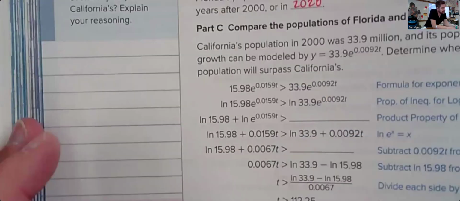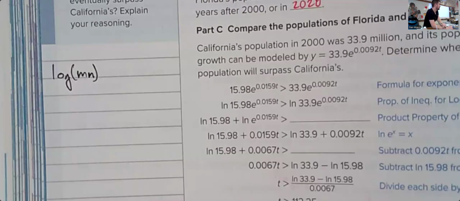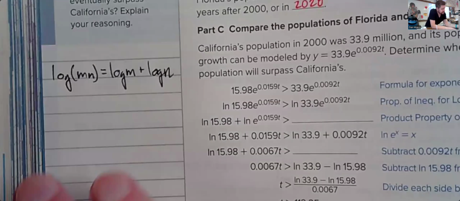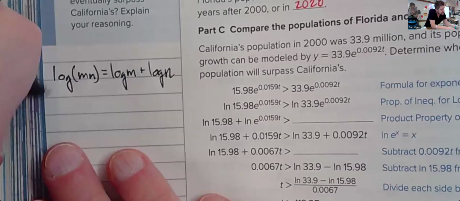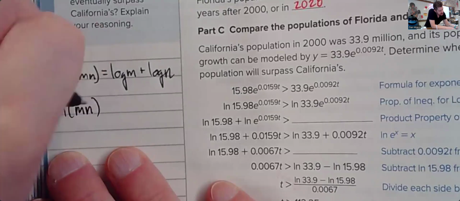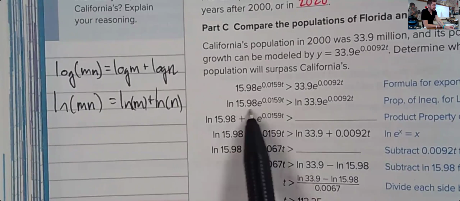Just a reminder, if you have a log of two arguments being multiplied together, that is the same as log m plus log n. Or in this case, natural logarithms, because natural logarithms are still logarithms. They just have base e as opposed to another base. So you could have ln of mn equals ln m plus ln n. I'm going to use parentheses there because ln n is a weird thing. So that's exactly what's happening from here to here. This is an argument, 15.98.